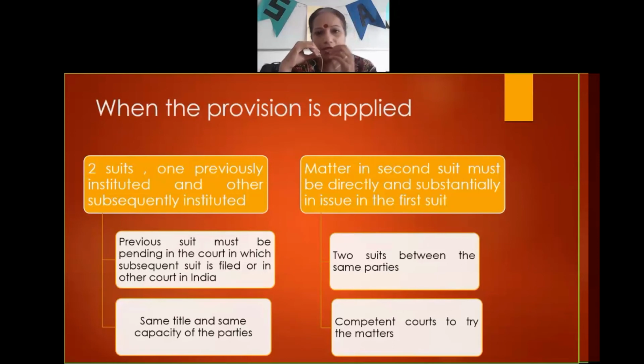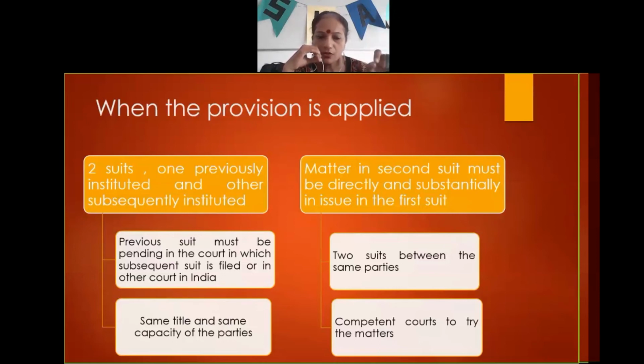Now, let us see when this provision is applied. When the provision of section 10 is applied, I have tried to bring the gist of it in these small sentences. Let us see, students. Two suits, one previously instituted and the other subsequently instituted. This is the first situation. The second situation is that the matter in the second suit must be directly and substantially in issue in the first suit. Whatever the matter in the second suit must also directly and substantially be the issue in the first suit. Then the previous suit must be pending in the court in which the subsequent suit is filed or in another court in India.